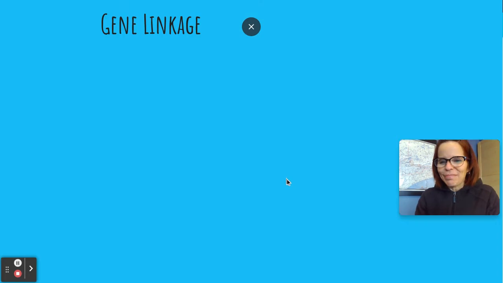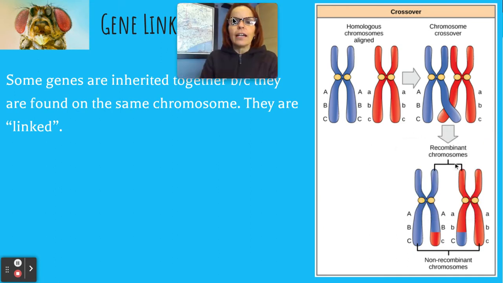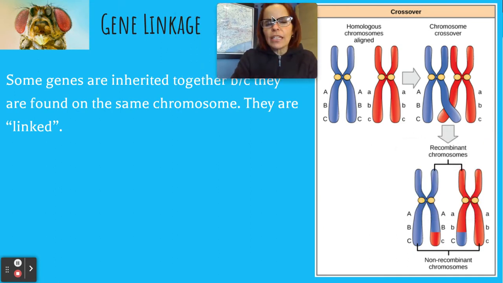Okay, let's get started. The first thing that I want to talk about, I'll move my picture out of the way here, is called gene linkage. Some genes are inherited together because they are found on the same chromosome. They are linked. Take a look at the picture. The blue chromosomes have the genes capital A, B, and C all on one chromosome. So if you inherit capital A, you also inherit capital B, you also inherit capital C, theoretically.